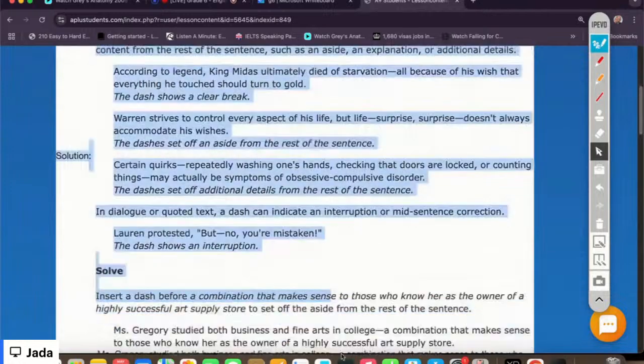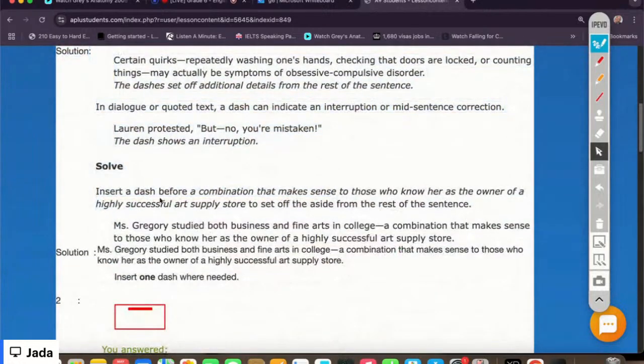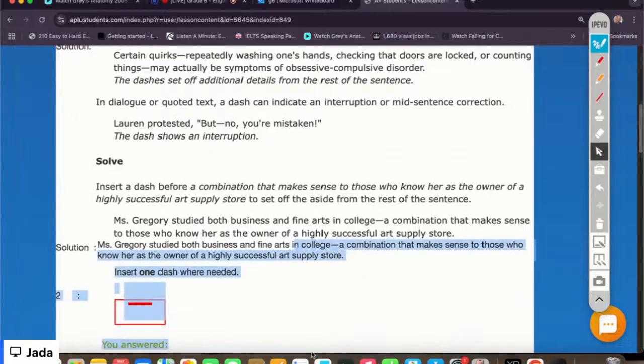Okay, so insert a dash before a combination that makes sense to those who know her as the owner of a highly successful art supply store. So it sets off the aside from the rest of the sentence. So it's like saying that she studied business and fine arts first, and the reason why was because she had an art supply store. So this is setting off an aside.